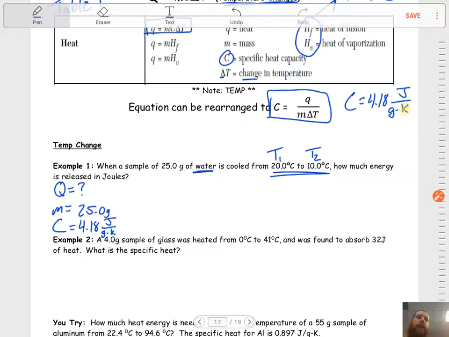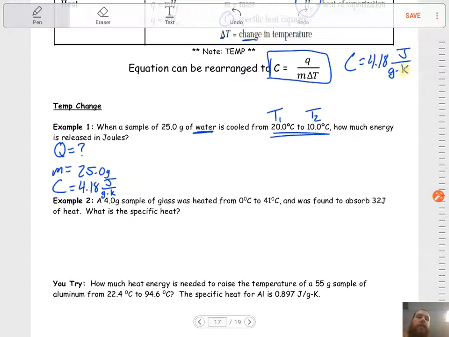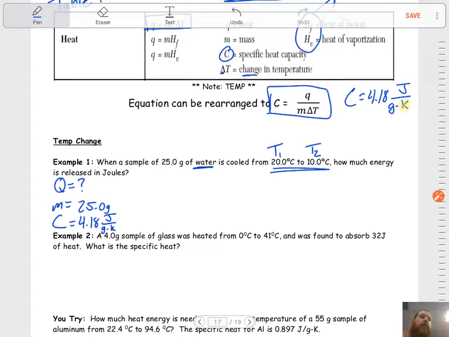All right, we'll talk about the other two in the second part, and then when it comes to practice, they're all going to be mixed together. You're going to have to identify which one you have to use. So if you see a couple temperatures and it's talking about a temperature change, you're going to be using Q equals MC delta T. Now notice, guys, delta T is the change in temperature.